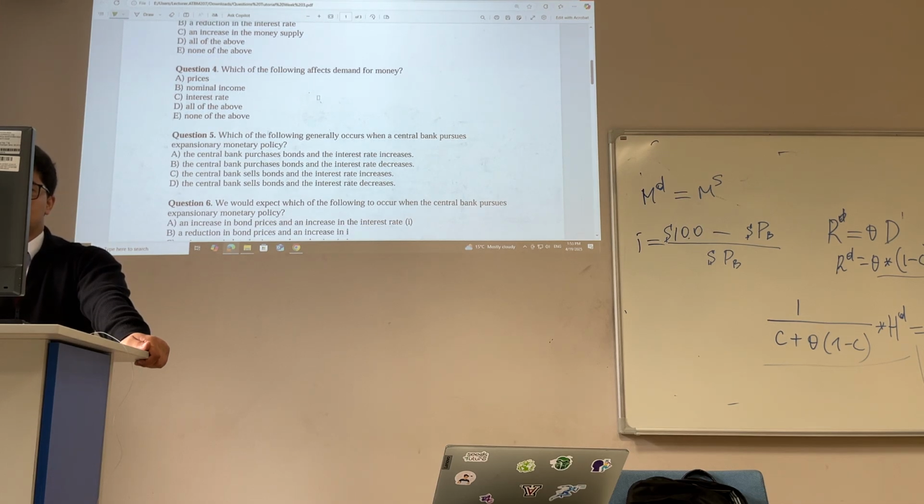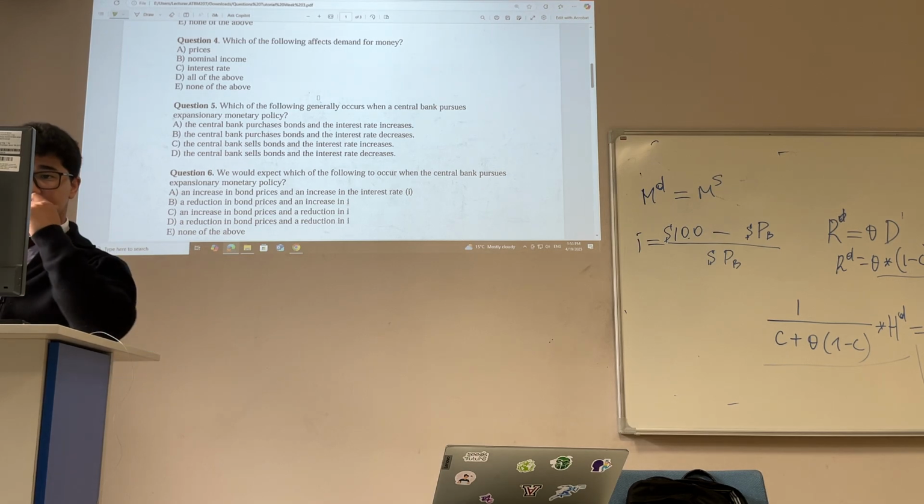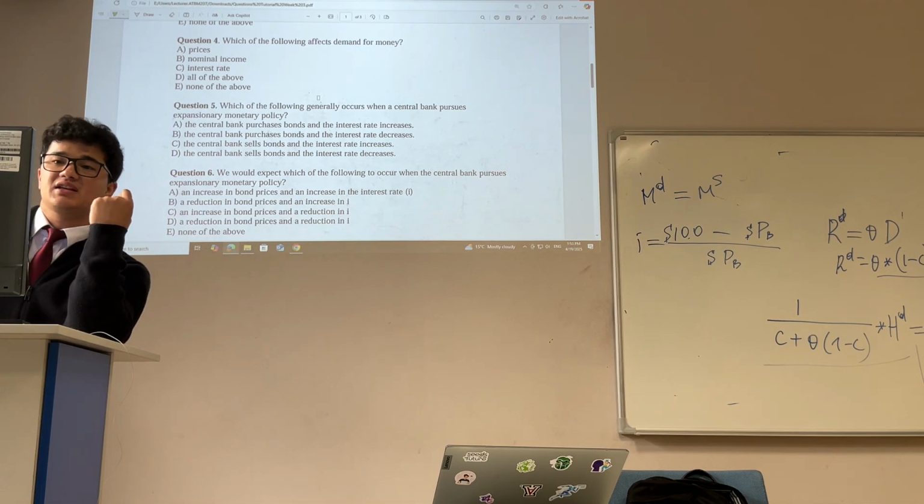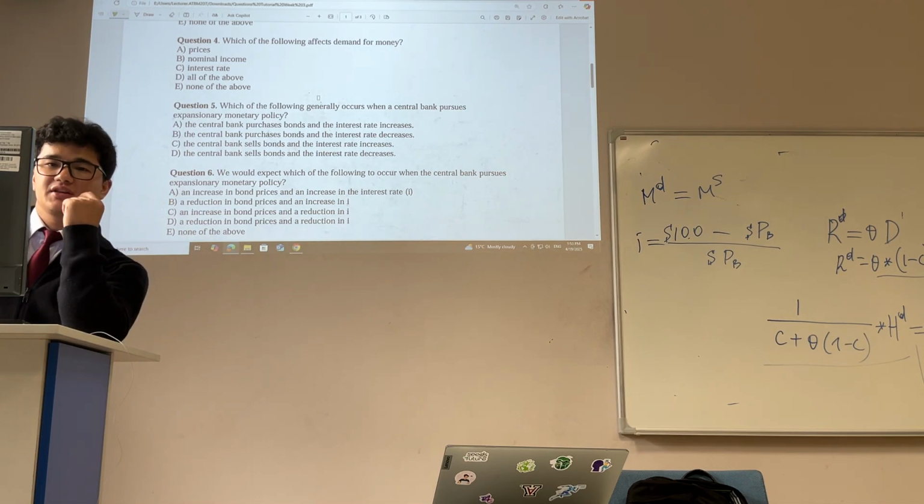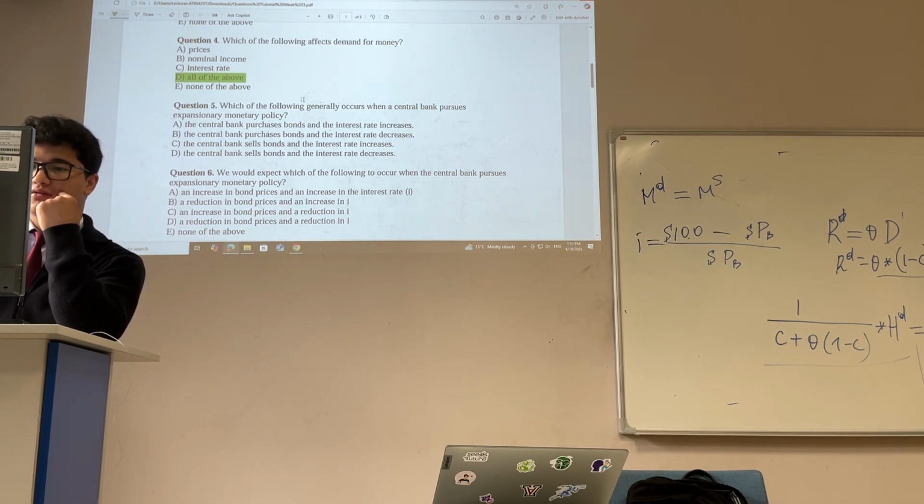Which of the following affects demand for money? Whether our demand for money increases or decreases. Interest rate, prices, yes. All of the above.